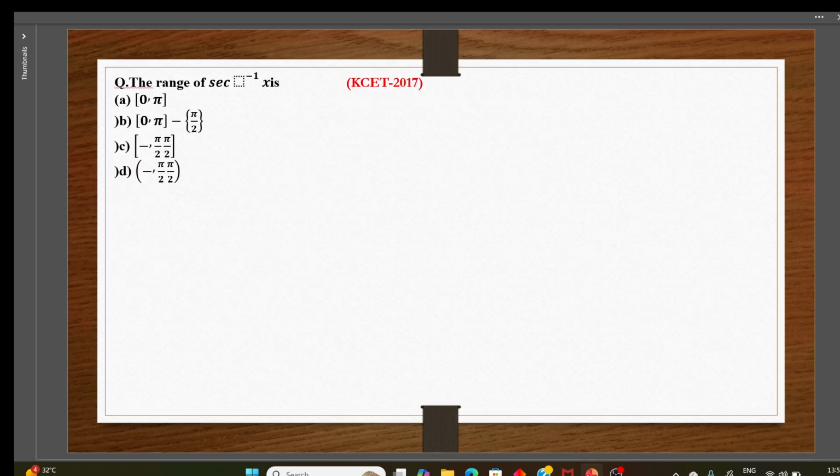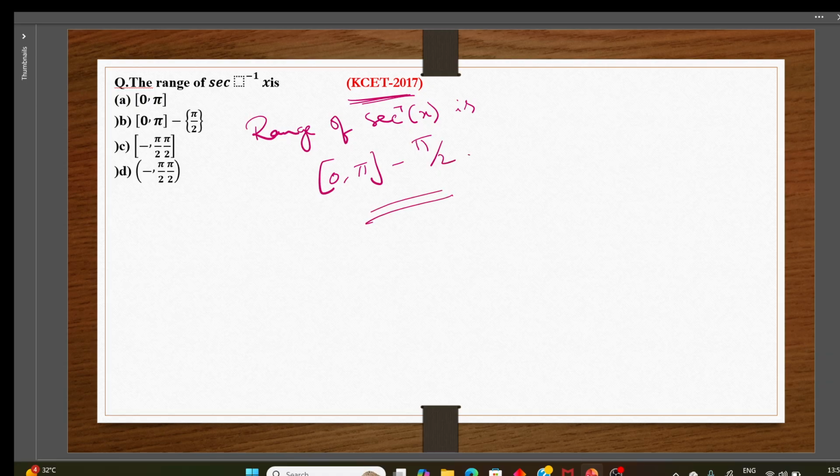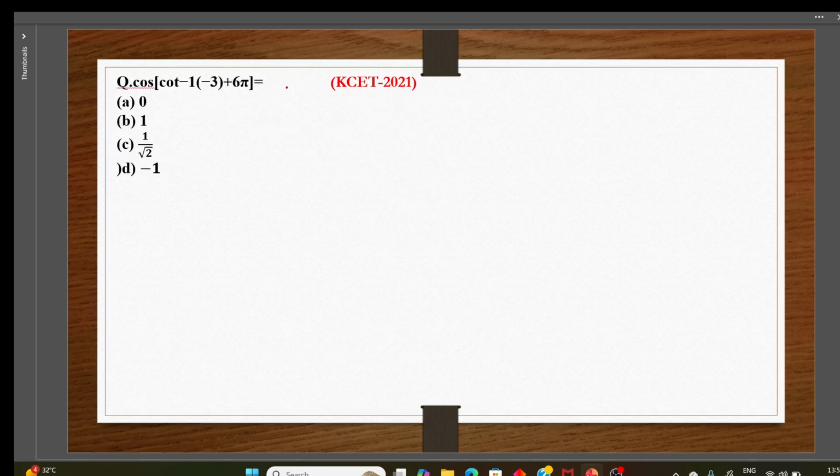The range of secant inverse of x is. This question is from KCET 2019. Direct question. Range of secant inverse of x is 0 to pi minus pi by 2. Direct question, it is solved. And the next question is from KCET 2021.